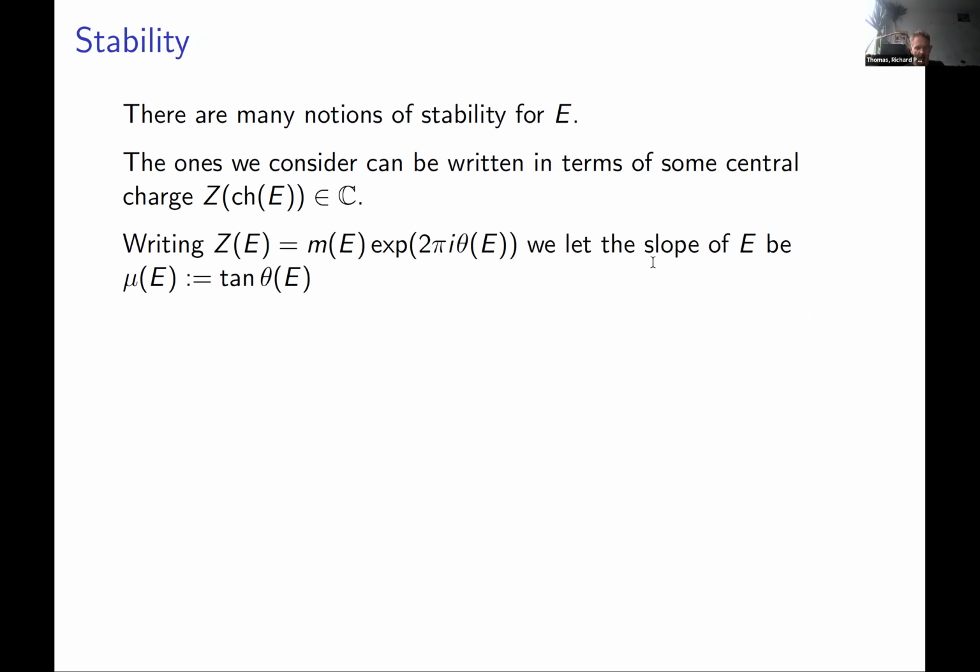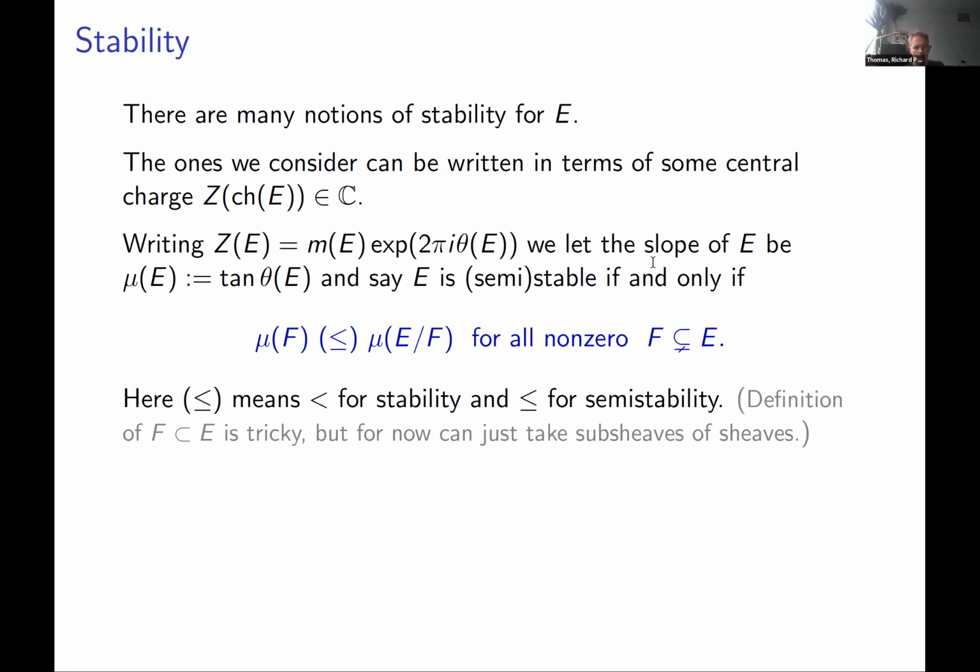Let me just finish this. So then you can take the slope of this complex number, and that will be what we call the slope of our sheaf or complex of sheaves. So I will give some examples in a minute, but they will define, using just topological quantities, just using the Chern character of E, a notion of slope for each sheaf E, and then we will say that E is semi-stable if and only if every subsheaf has lower slope, essentially. Okay.